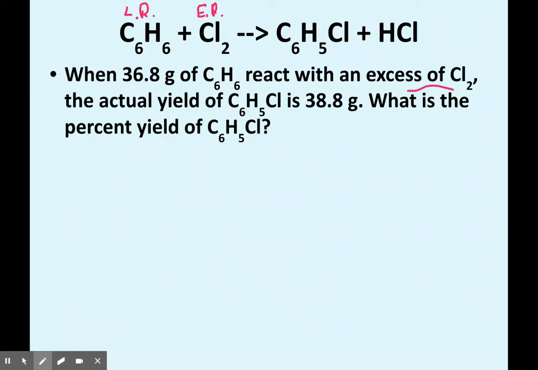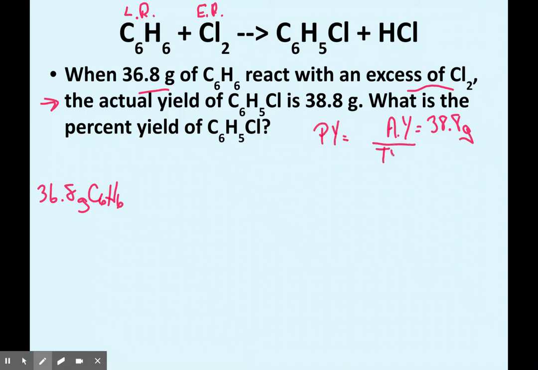All right, so we're going to start off with what they tell us we have, the 36.8 grams of C6H6. Okay, the actual yield, so I'm going to jot that down. Actual yield is 38.8 grams. What's the percent yield? Well, we know that the percent yield is going to be actual yield divided by theoretical yield times 100. We don't know the theoretical yield yet, but we have to calculate that.